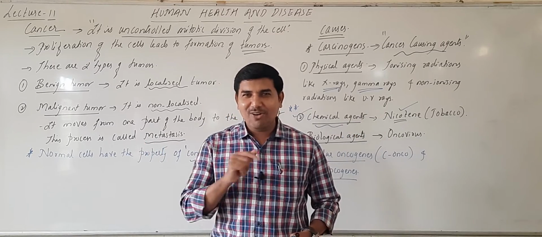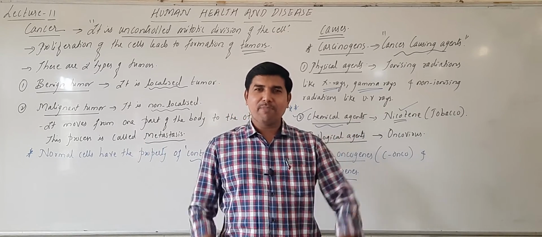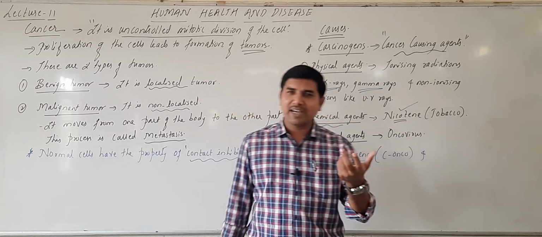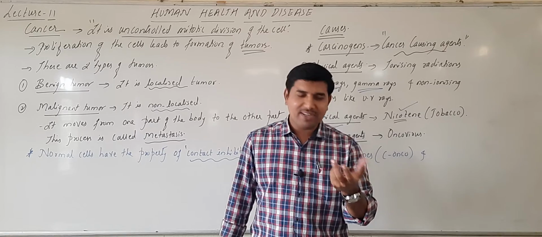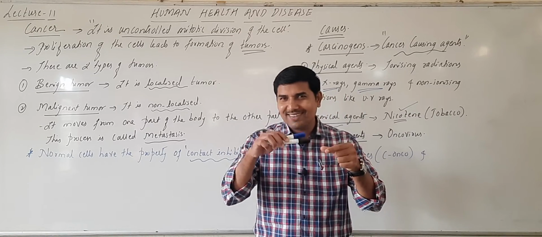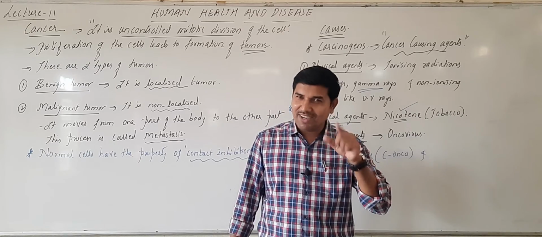Okay, now what do you do in the birthday parties? There is a flower on top of the cake, pink color, yellow color, red color. You will fight with your friends to eat that flower from the cake. It's a carcinogen. Think of it next time.